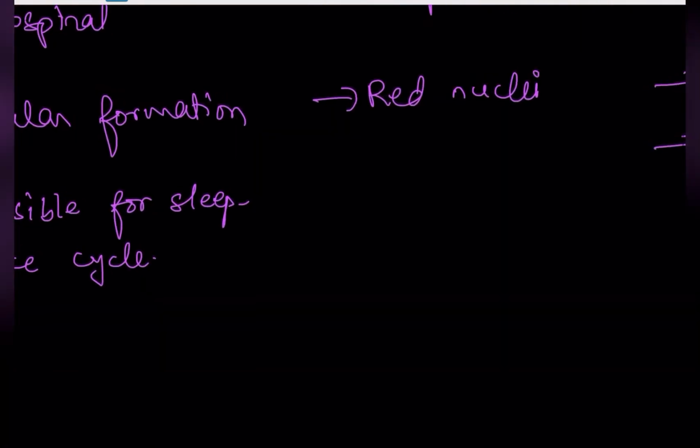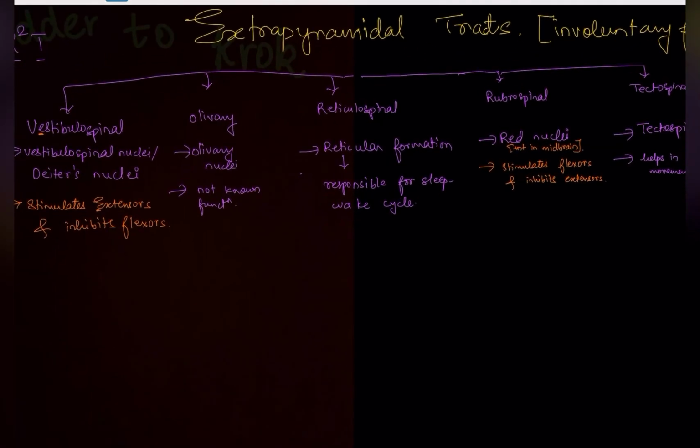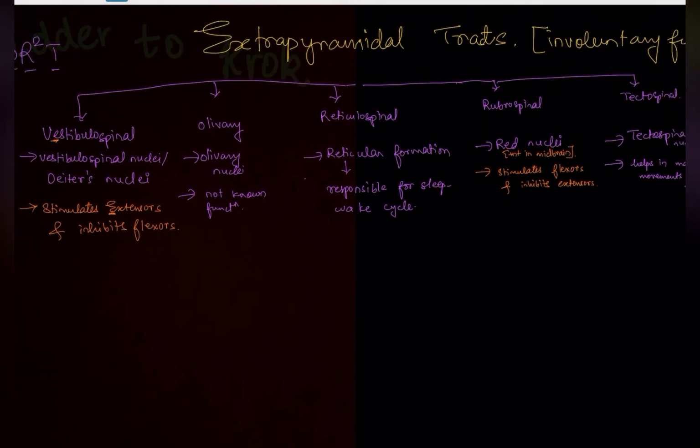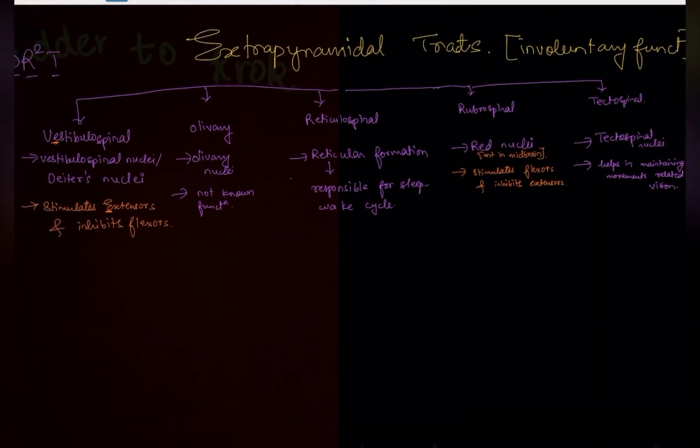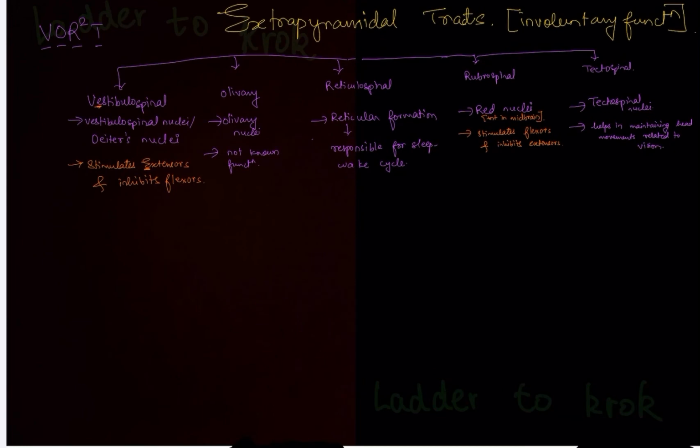Now the rubrospinal tract. First of all, this red nuclei is present in the midbrain. They ask the location of this nuclei, so remember it well. Then the function: it stimulates flexors, the complete opposite function of the vestibulospinal. It stimulates flexors and inhibits extensors. As I said, vestibulospinal contains E, so it stimulates the extensors. Rubrospinal doesn't contain E, right? So if vestibulospinal stimulates extensors, then what will rubrospinal stimulate? It will stimulate the flexors. This is what you have to remember. Understood? And I guess that's it. Thank you.